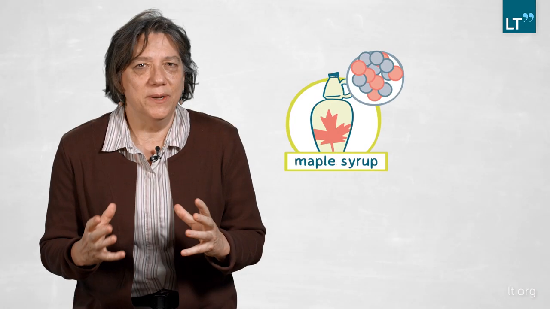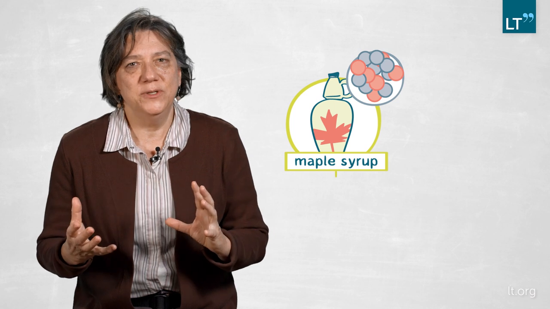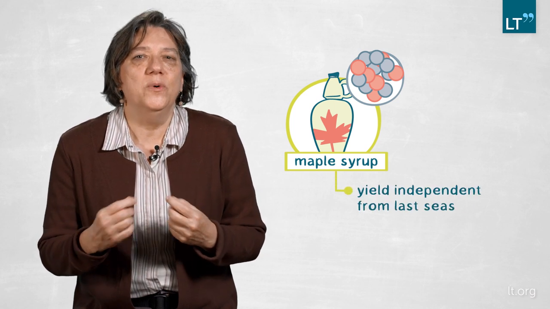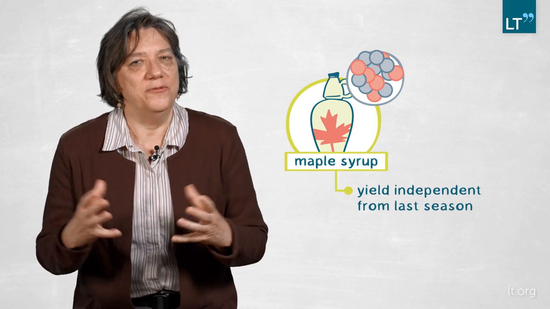For the maple syrup, knowing that it's made from carbon that was fixed 3 to 5 years ago means that any single growing season won't influence so much the yield of maple syrup in the following year.